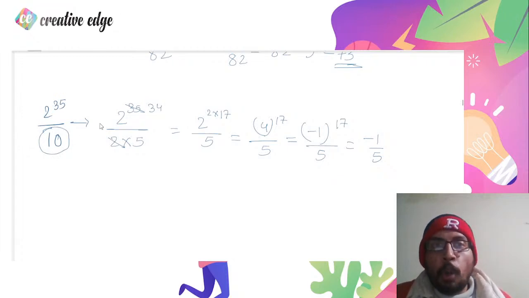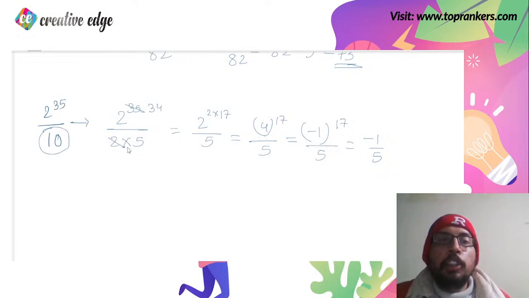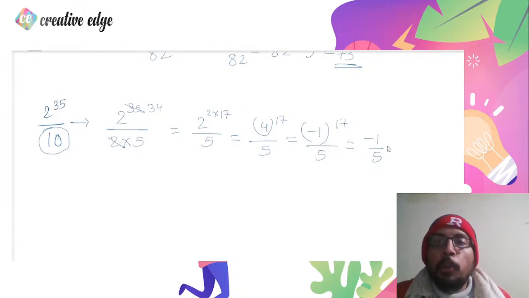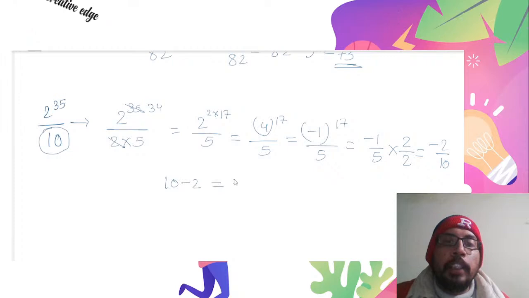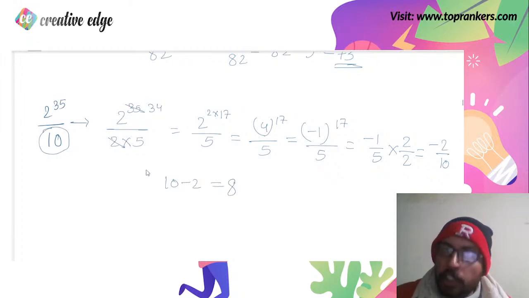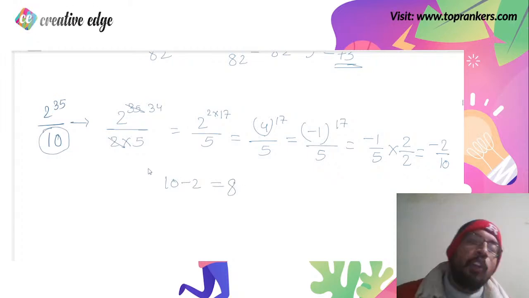But when you begin to solve in the middle step, you cancel this 2 by 2 to the power 35 and you got 5 at your denominator. So again, it is your job to make this denominator 10. How will you do that? You will multiply by 2 and divide by 2. You will be getting -2 to the power 10. So the remainder is going to be 10 minus 2 is 8. This is one of the approaches of doing the question.